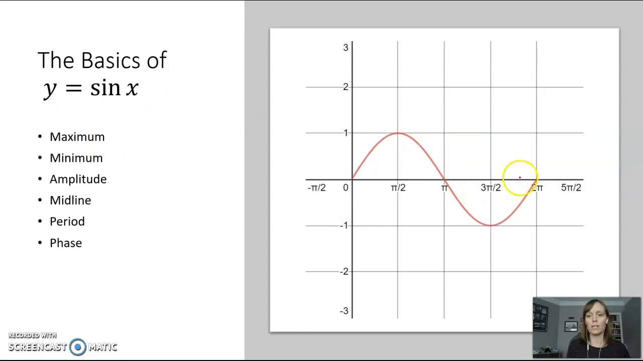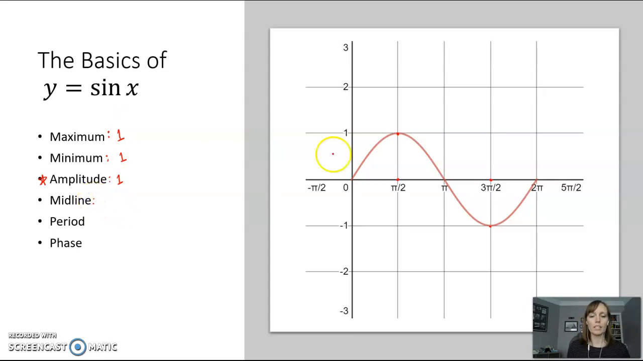So here we see one cycle of sine. We can see that the maximum, which is the highest point that sine reaches, is at 1, and the minimum is at -1. Now the amplitude, this is a new term from this lesson. The amplitude is just talking about how high the graph goes from its midline up to its maximum, or from its midline down to its minimum. So the amplitude here is 1, and this is going to become important when we start talking about the transformations that are occurring on the graph.